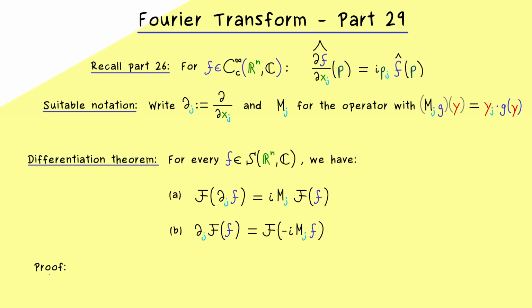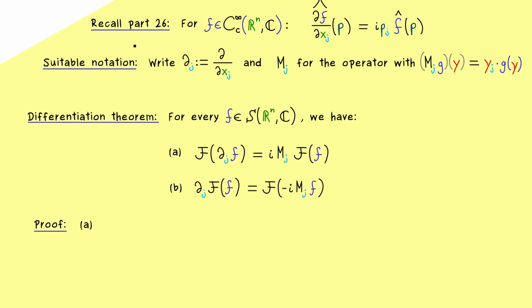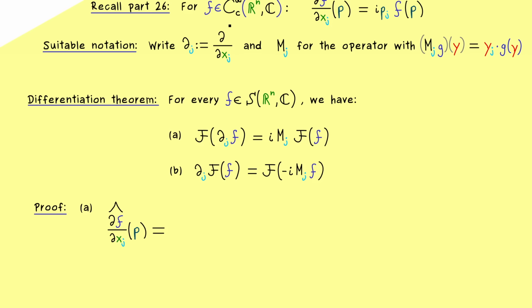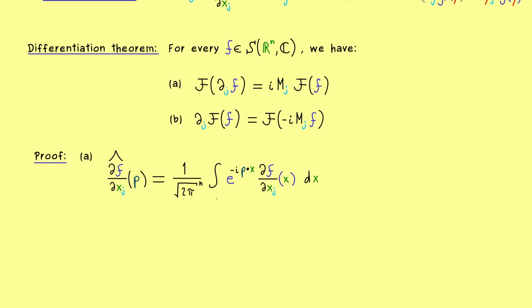So this is definitely something we should prove now in this video. However, let's start with part A, where we can almost copy the calculation from part 26. However, we have to change it a little bit because we cannot use the compact support from before. Hence, the integral for the Fourier transform actually has to go over the whole Rn.